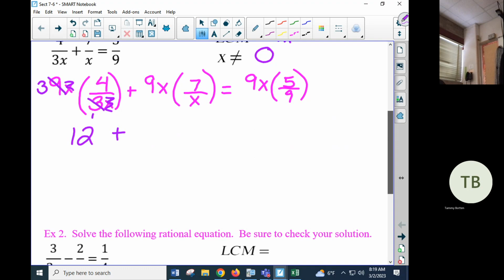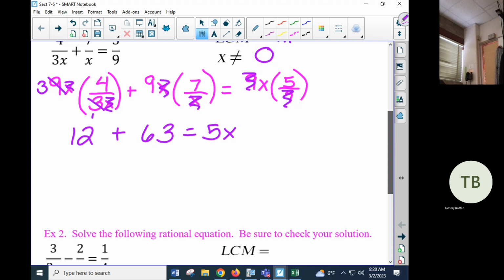Then over here, again, I have an X and an X, so those cancel. And I'm left with nothing on the bottom, but I have 9 times 7, which is 63. Then over here, I have a 9 on top and a 9 on the bottom, so those cancel. And then I have 5 times X.